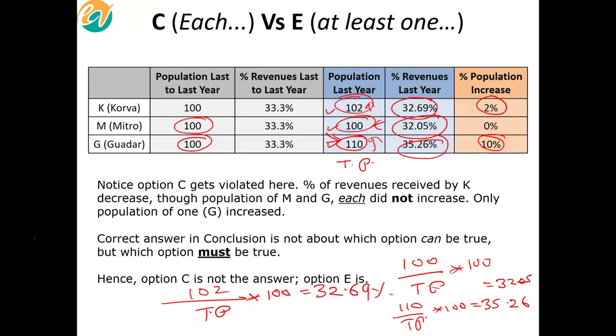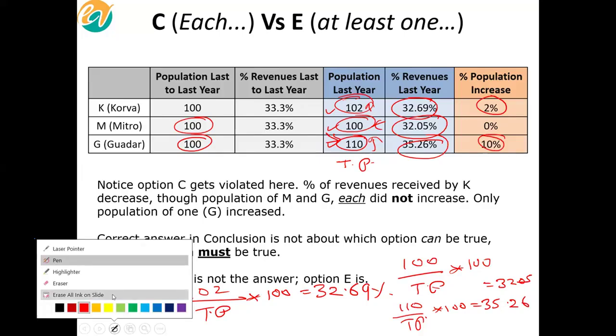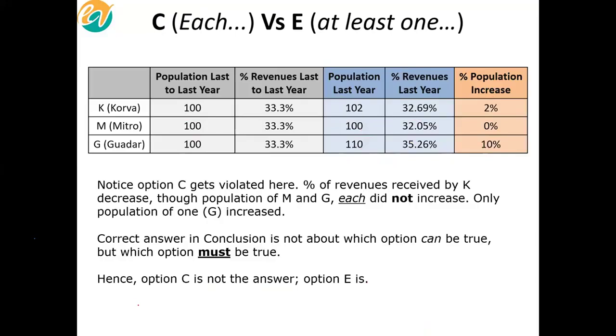All right. Now, I want you to look at this table again. What does the argument say? Last year, what happened? Korva's population increased. Numerically, Korva's population increased, right? But percentage-wise, Korva's population decreased. Notice 33.3 is coming down to 32.69.